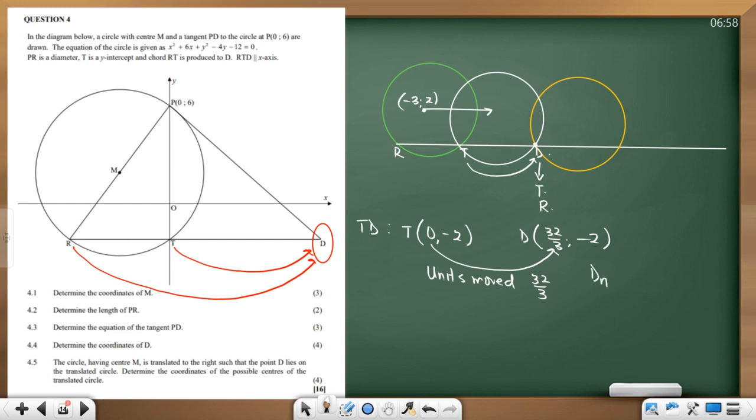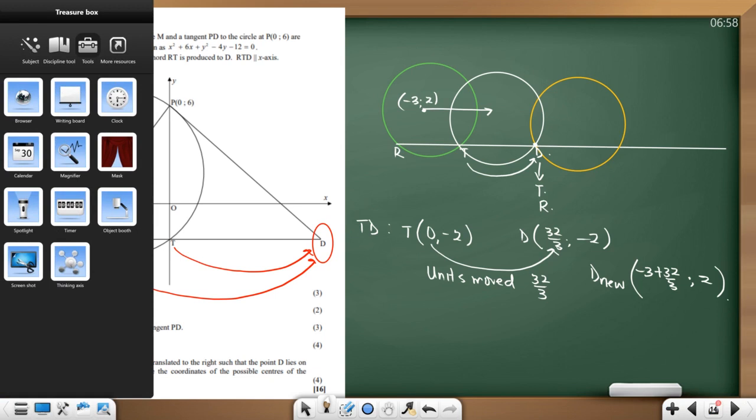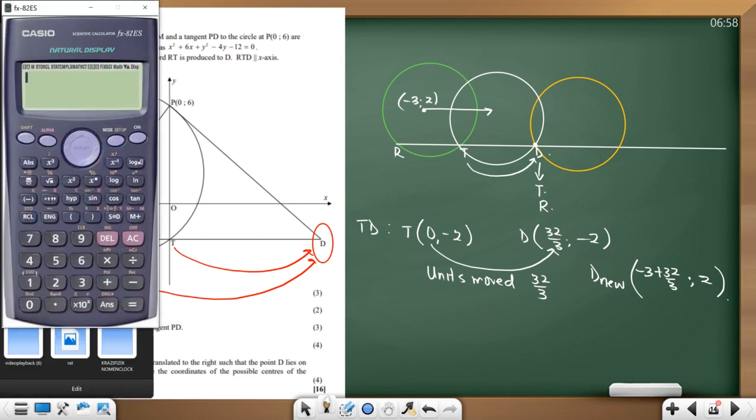So our D new will be -3 plus 32/3. That's the X. And the Y remains what? The same. What is our answer there? What is our answer? -3 plus 32/3.